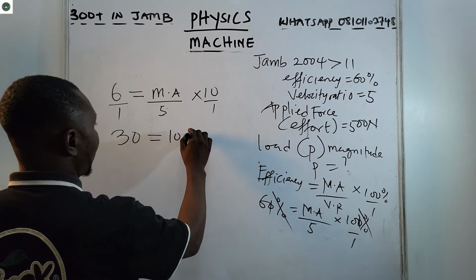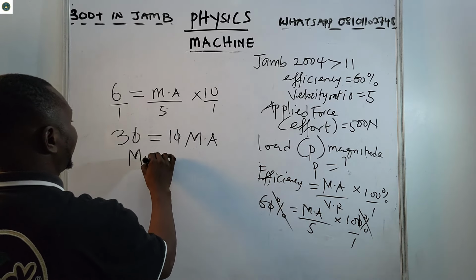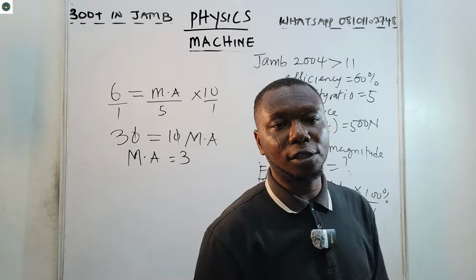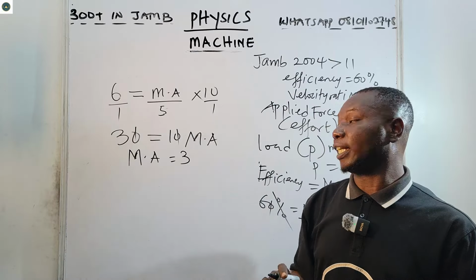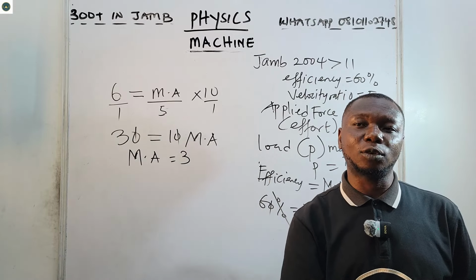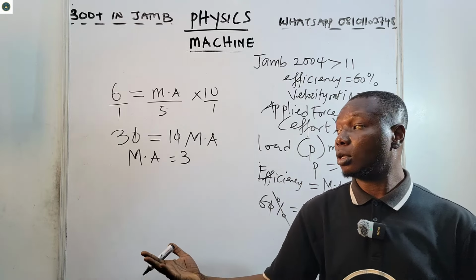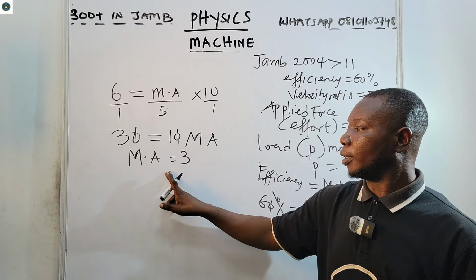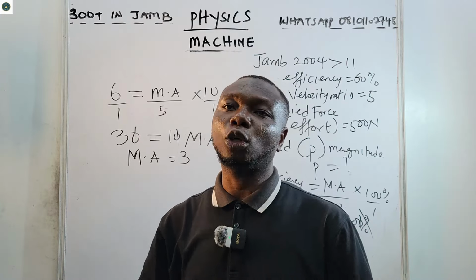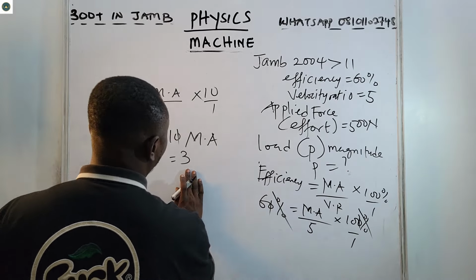So 30 equals 10 MA. 0 cancels 0. So the mechanical advantage is 3. Now that the mechanical advantage is 3, that means there is an advantage because mechanical advantage is load over effort. So we need a very small effort to raise a very large load. The mechanical advantage is greater than 1, so there is a reduction in effort, which is appreciated.